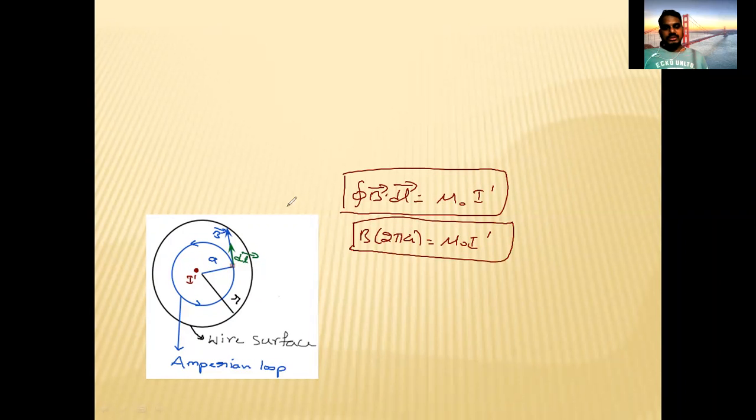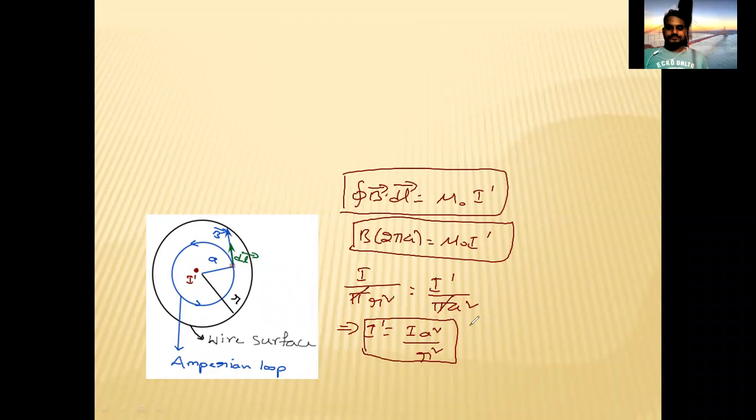We all know that the current passing through a conductor of uniform cross-sectional area is uniform, which means constant. So I can take total current I by total area of cross-section equal to elemental current by elemental cross-sectional area. The pi gets cancelled and I have I dash is equal to I a square by r square.